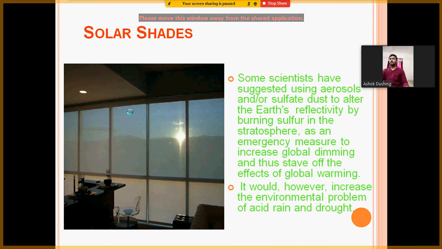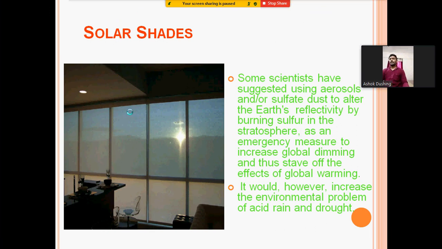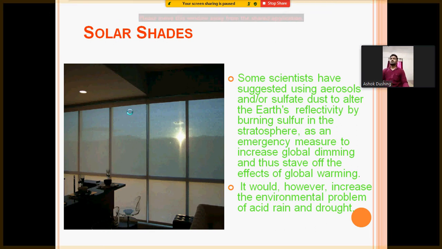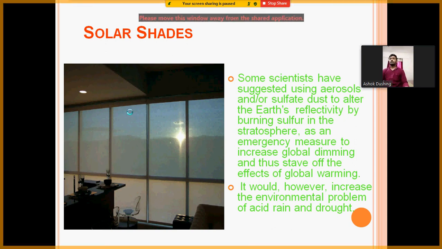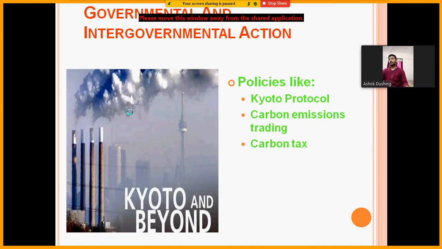Some scientists have suggested using aerosols and or sulfate dust to alter the earth, effectively by burning sulfur in the stratosphere as an emergency measure to increase global dimming and thus halve the effect of global warming. It will, however, increase the environmental problem of acid rain and drought.